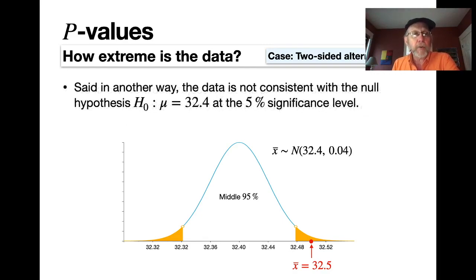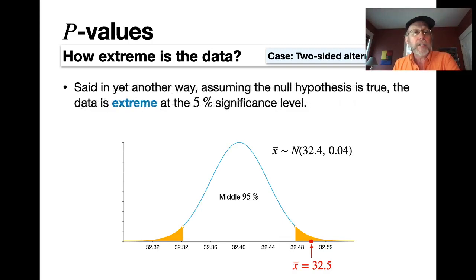You could say this in several different ways. The data is not consistent with the null hypothesis that mu is 32.4 at the 5% significance level. Or you could say that assuming the null hypothesis is true, the data is extreme at the 5% significance level. These are all really different ways of saying the same thing. If the null hypothesis were true, the observed data would be highly unlikely.